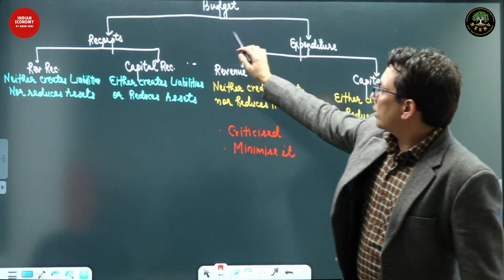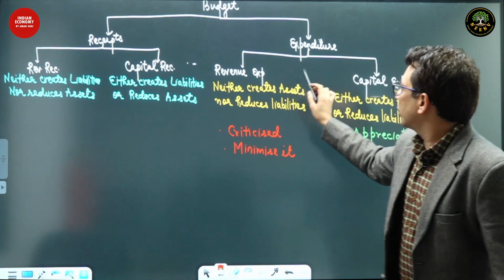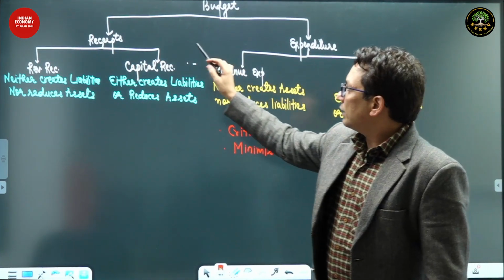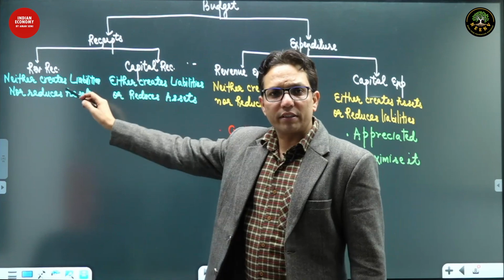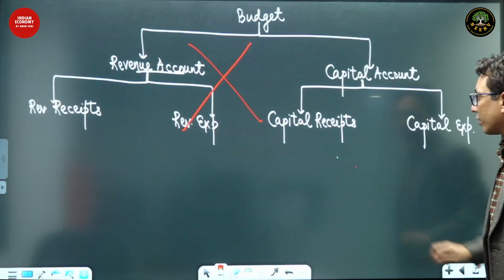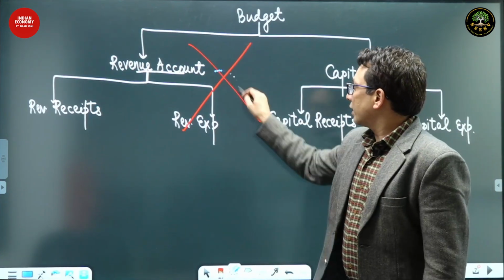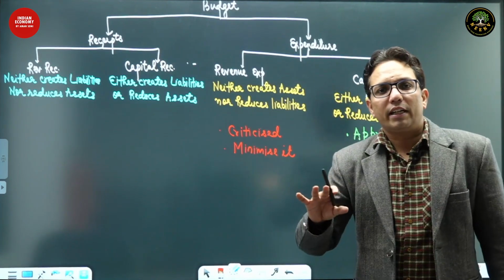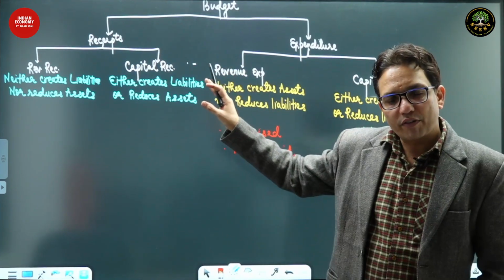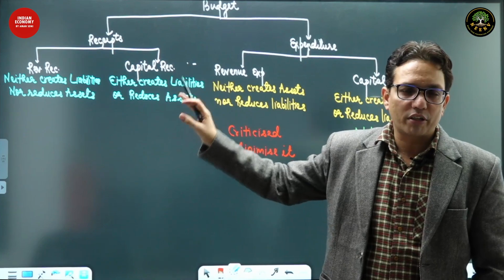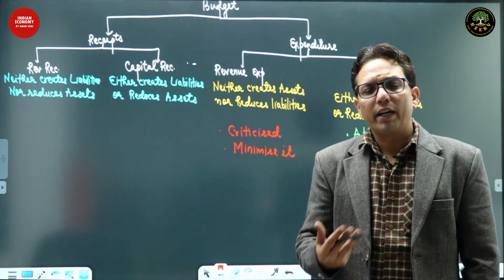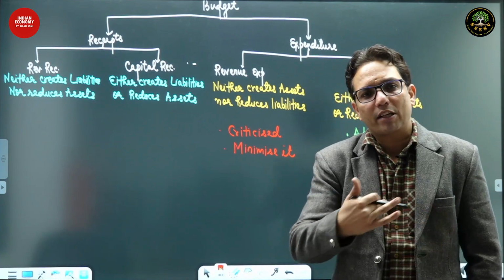So if I talk about budget, it consists of receipts and expenditure. Expenditure is of two types: capital expenditure, revenue expenditure. Receipts, two types: capital receipts, revenue receipts. Now the point is, even this diagram is correct. But if I had told you directly that government's budget consists of two types of expenditure, capital expenditure and revenue expenditure, and capital receipts and revenue receipts, you would have asked me, from where are you getting these capital receipts, revenue receipts, capital expenditure, revenue expenditure?